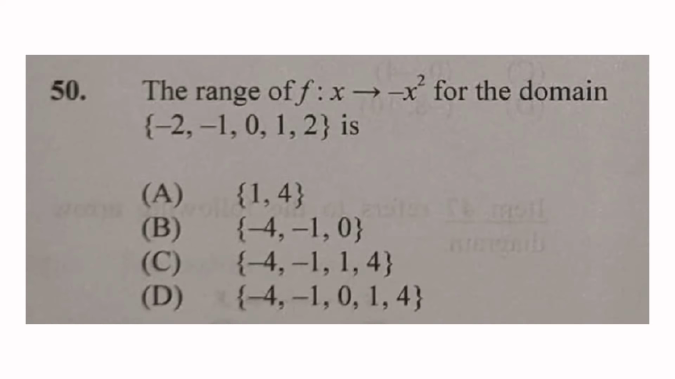Alright. Item 50. The range of f of x is such that f of x maps to negative x square for the domain set of negative 2, negative 1, 0, 1, 2. Alright, so negative x square. That means we can work it out. So these are the inputs. So we input x and we must process it to negative x square.